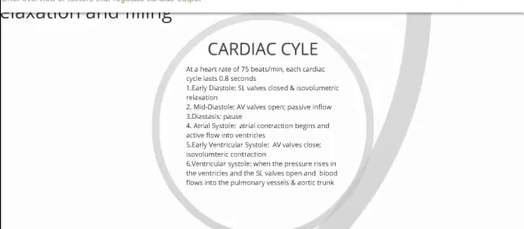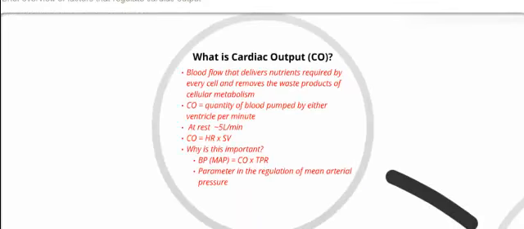So this whole presentation is about cardiac output. So what is cardiac output? It is the blood flow that delivers nutrients required by every cell and removes waste products of cellular metabolism. We have a function that was given to us in class: cardiac output equals heart rate times stroke volume, which are the two parameters we'll be discussing at more length. Cardiac output at rest equals about 5 liters per minute.